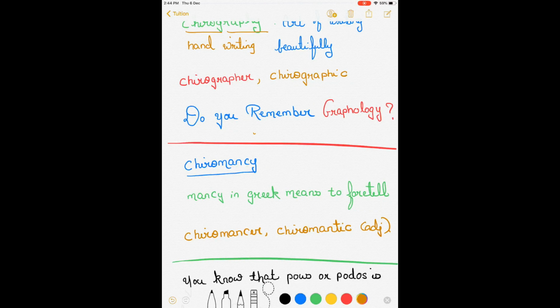Do you remember graphology? Now you know, what do you mean by graphy? Writing, and logy means science. So the person that studies your handwriting is a graphologist. You remember this?